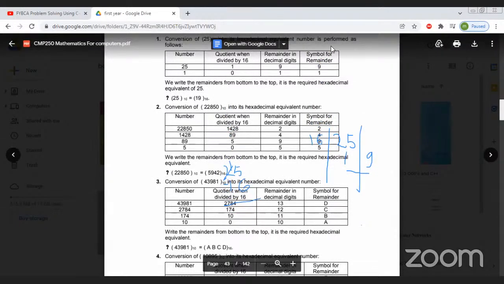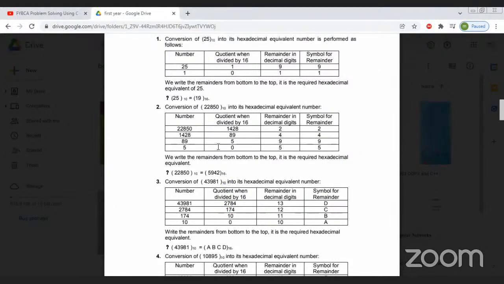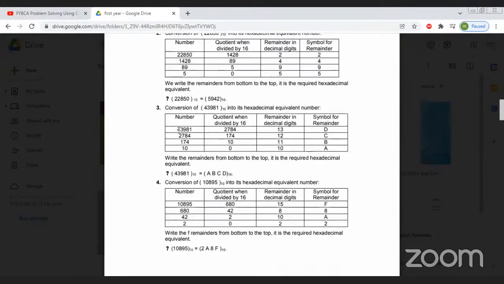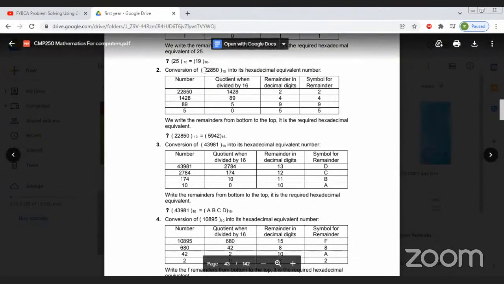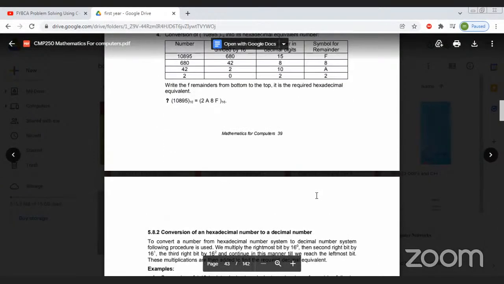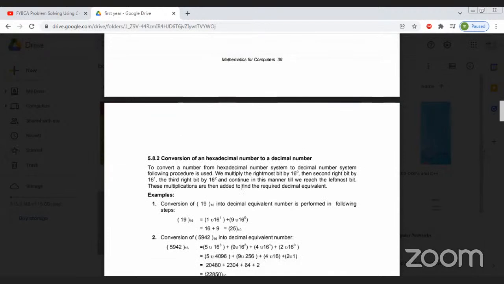Now let's see something related to ABCD. This one looks a little bigger number because we need to divide it by 16. Let's check from here. No, let's take it from your example, so it will be easier for you.